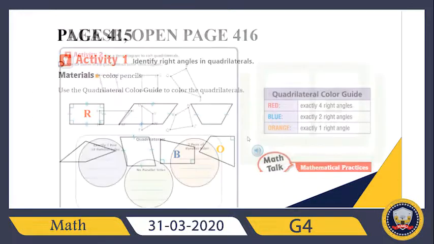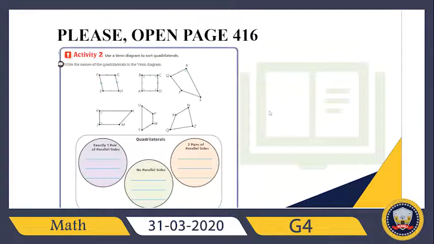Good job. Right now, turn the page, please. Please open page 416. It's asking to use a Venn diagram to sort quadrilaterals. Write the names of the quadrilaterals in the Venn diagram. So, same, it's asking for exactly one pair of parallel sides. First of all, let's check the quadrilaterals. There should be only one pair of parallel sides.